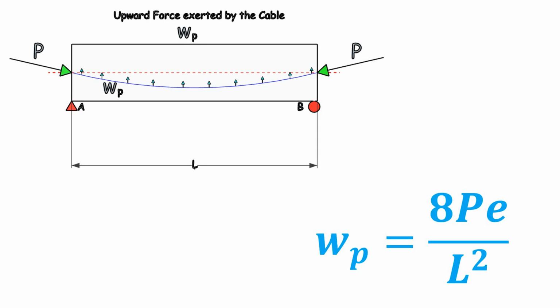and which is going to exert an upward force that could be tolerated by the beam, and also the beam with an enhancement of the parabolic profile is efficient in resisting the external load, and the capacity gets increased. So you can see that 8 times the pre-stressing force multiplied by the eccentricity by L square is the force exerted by the cable.